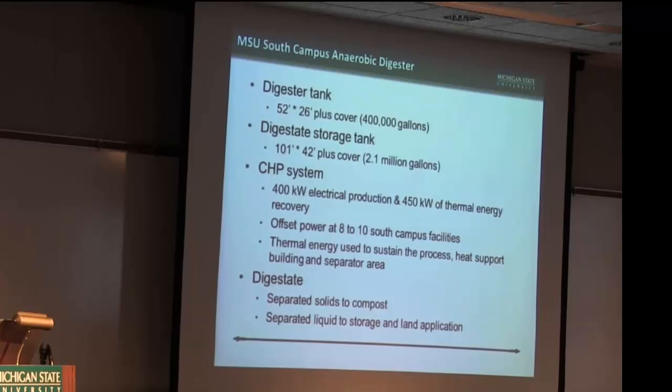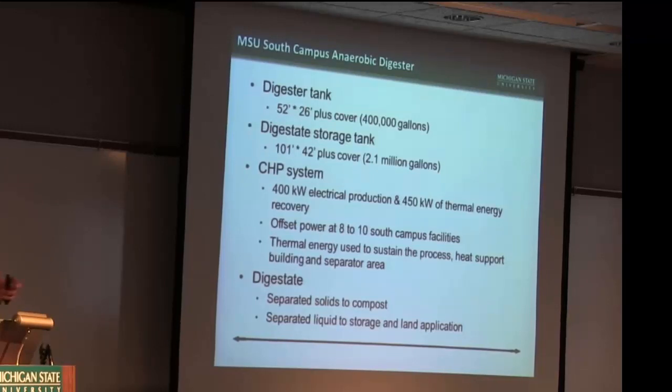So even though we have all sorts of seasonal changes outside, because we have a nice insulated digester with a tremendous amount of thermal energy available in the form of hot water, we have no issues maintaining temperature throughout the year. Electricity from this system is funneled into 8 to 10 different facilities on South Campus. So we're offsetting power that we used to purchase from Consumers with our own green forms of energy. The thermal energy, as I said, is used for the digester.